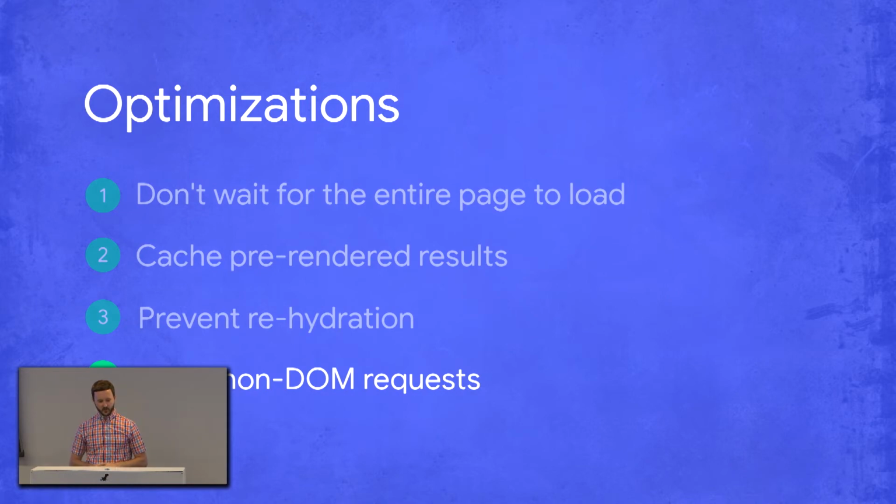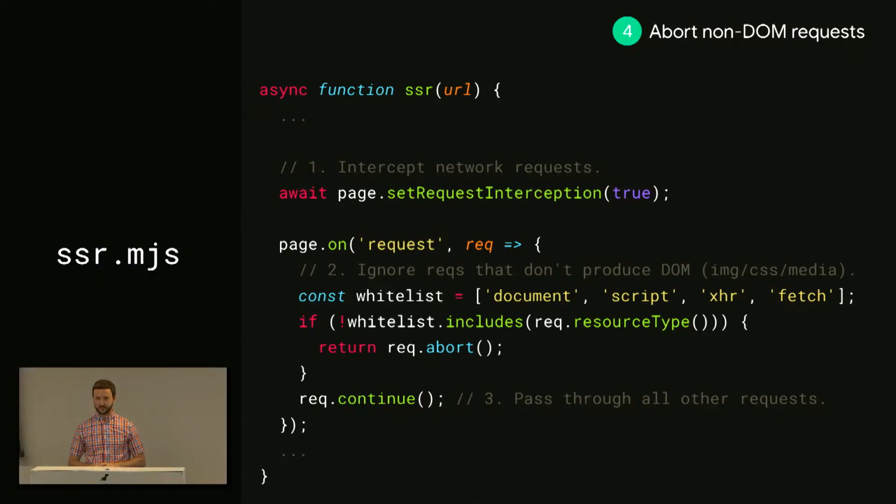Number 4 is to abort non-DOM requests. I'm just making up all kinds of terms, non-DOM requests. So this is kind of an interesting one. It shows a really, really powerful feature of Puppeteer and the DevTools itself.